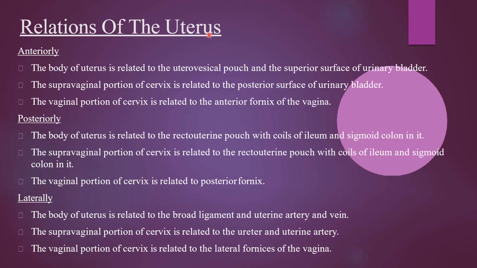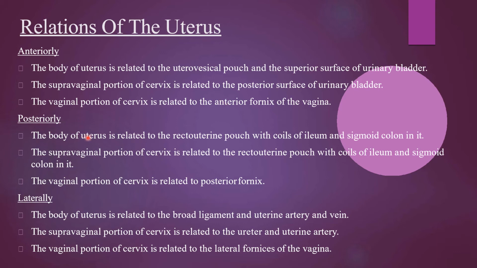About relation of the uterus. It has anterior, posterior and lateral relation. The image we have seen already. Just to mention the structures. Anteriorly, the body of uterus is related to uterovesical pouch and superior surface of urinary bladder. The cervix is related to posterior surface of urinary bladder, the supravaginal portion of cervix. The vaginal portion of cervix is related to anterior fornix of vagina.